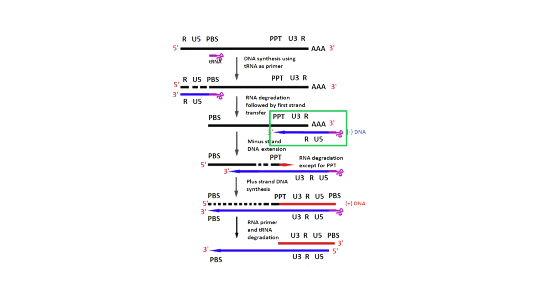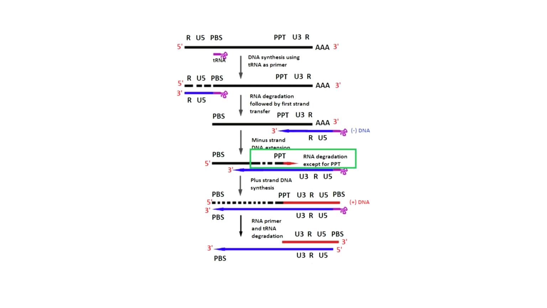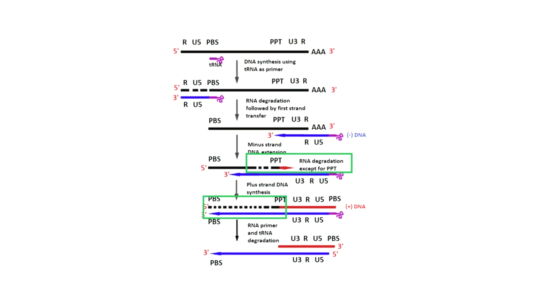Now RNase H degrades all the RNA in the RNA-DNA duplex except for a very small region, and that region is the polypurine tract, PPT, which is composed mostly of the purines adenine and guanine. Therefore the name polypurine tract.